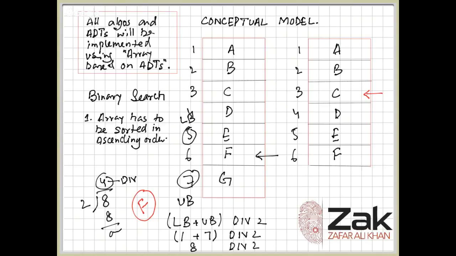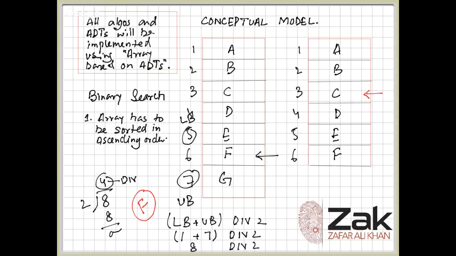Is it clear? So we calculate a middle. We check if it is at the middle. If it is not at the middle, then is it less than middle? Then bring upper bound to middle minus 1. If it is beyond the middle, forward, then we will increase the lower bound. We increase the lower bound by middle plus 1 and we decrease the upper bound by middle minus 1.